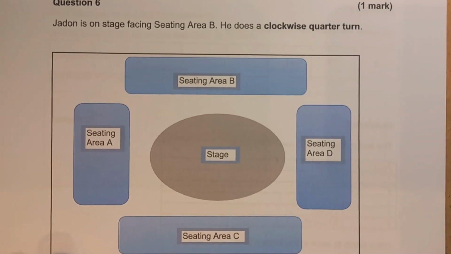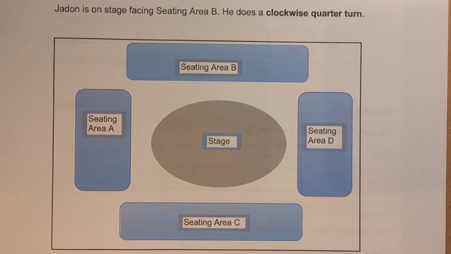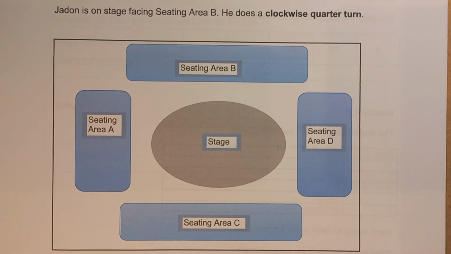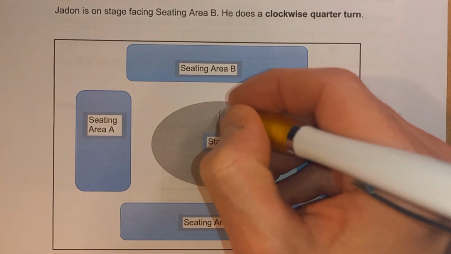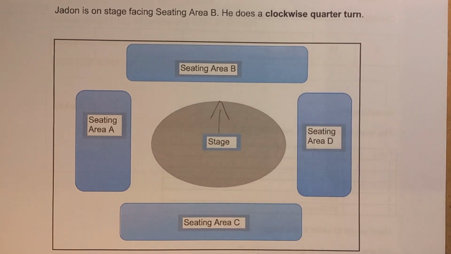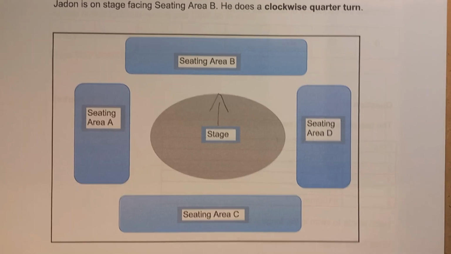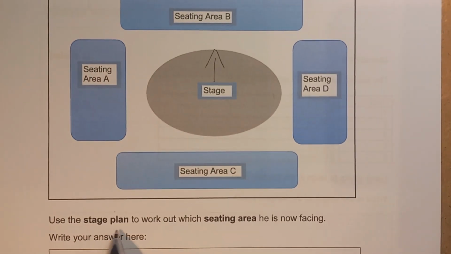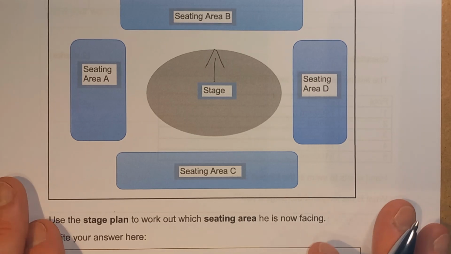Question 6. Let's move it up so we can see. Right. Jayden is on stage facing seating area B. So he's looking that way. He does a clockwise quarter turn. Use the stage plan to work out which seating area he is now facing.